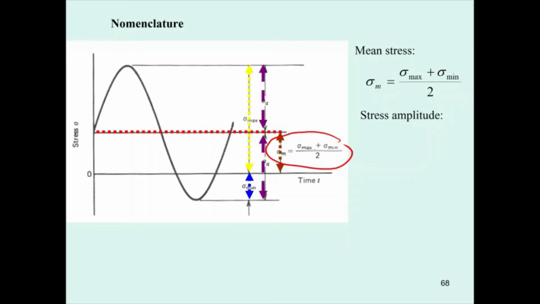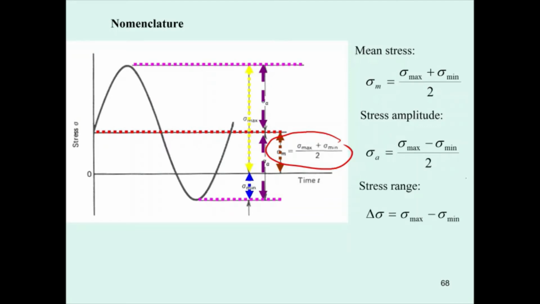So, stress amplitude. The stress amplitude is the total length of the stress range divided by 2. So that is the amplitude. And the stress range is sigma max minus sigma min. So the sigma amplitude is just the sigma range divided by 2.